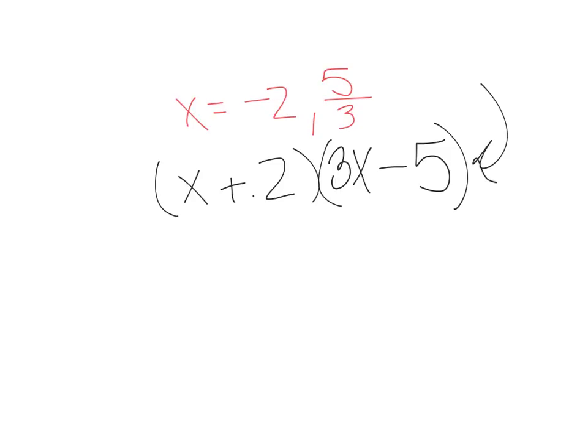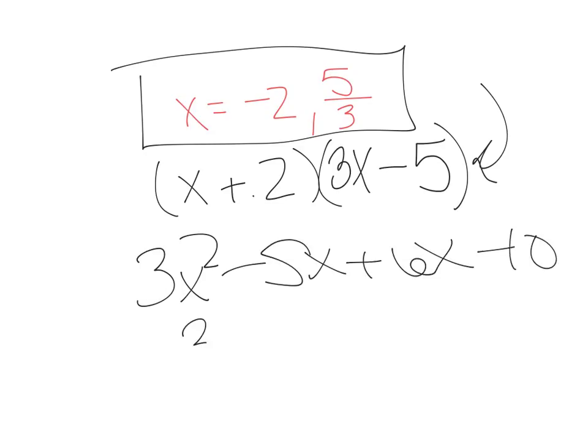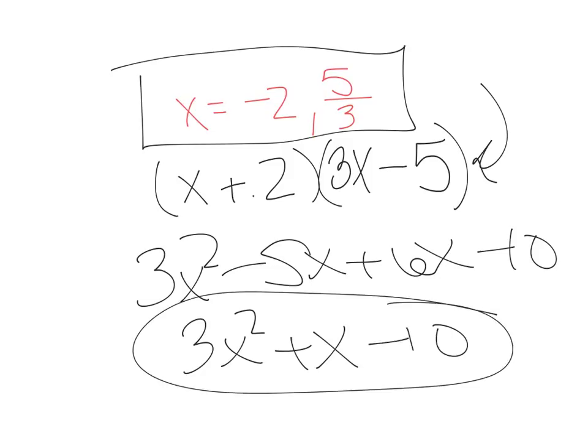What's the point of doing that? Because then, say you didn't have the original problem, but it said, here are my solutions. You could say, okay, so here are the factors. So then 3x squared minus 5x plus 6x minus 10. This is the polynomial you started with. I could work backwards from the solutions to the polynomial.